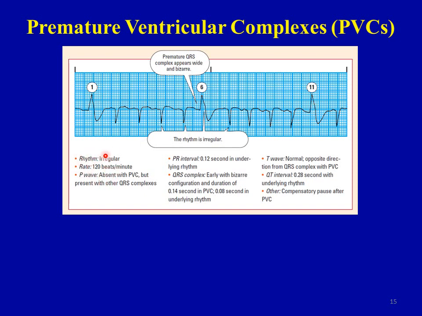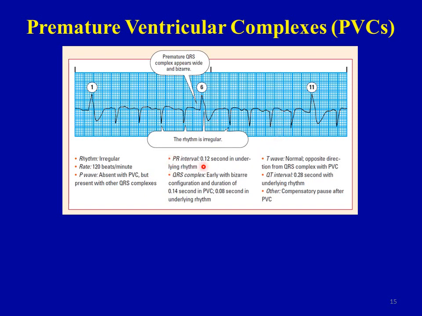The heart rate is 100 beats per minute. The P waves are absent with the premature complexes. For the other complexes, we can see small P waves here. But in the premature ventricular complexes, we cannot see any P wave preceding the QRS complexes. The QRS complexes are wide for the premature complexes, and otherwise they are normal.